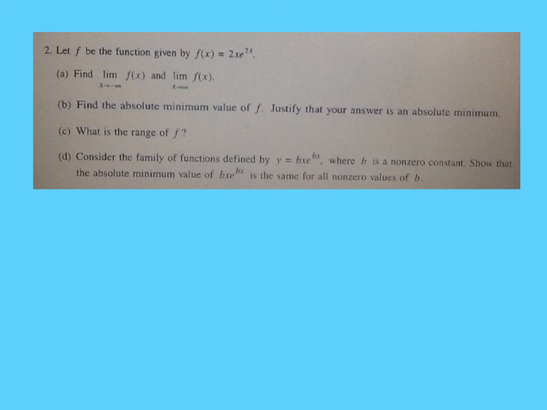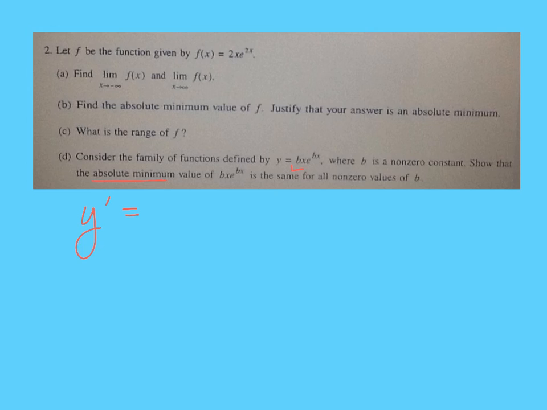All right, finally part D, we have this family of functions y equals bx e to the bx, and we want to show that the absolute minimum is always going to be the same no matter what value of b we put in there, non-zero. The absolute minimum is always going to be the same. So absolute minimums, remember, occur when the derivative is equal to 0. So let's go ahead and find the derivative of this.